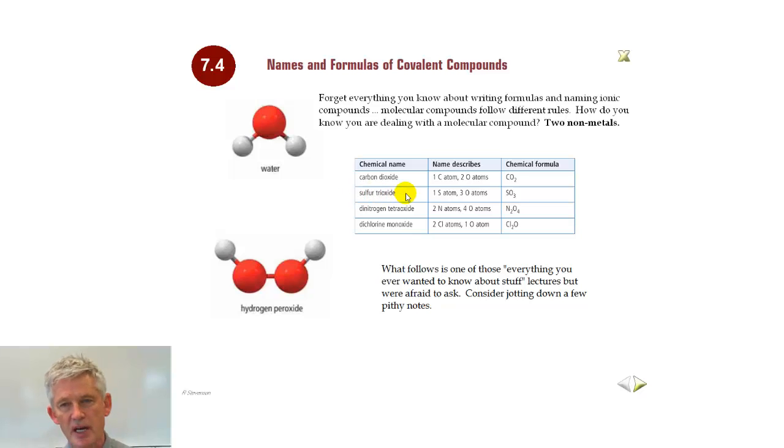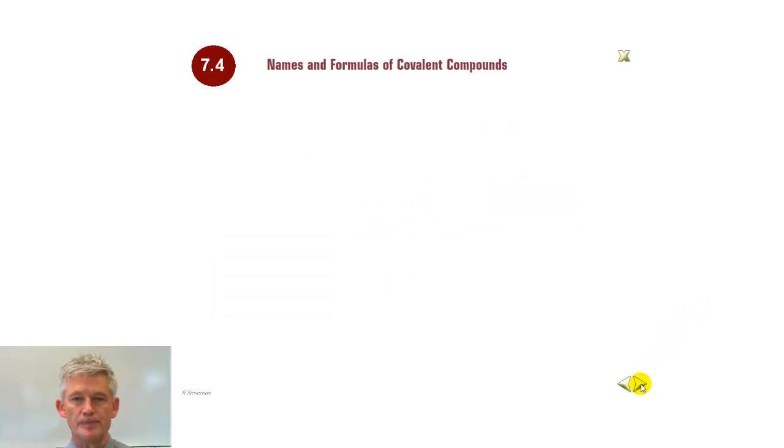Same with sulfur trioxide, and dinitrogen tetroxide or tetraoxide. You'll find in most convention that you drop the a here. The idea of having two vowels together is not popular. You will see, of course, some textbooks have both together. On the computer modules you'll find that I drop one of the vowels, but obviously on paper I would take either one. So what follows is one of those everything you ever wanted to know about stuff lectures but were afraid to ask. Make sure you got the handout and we will proceed.